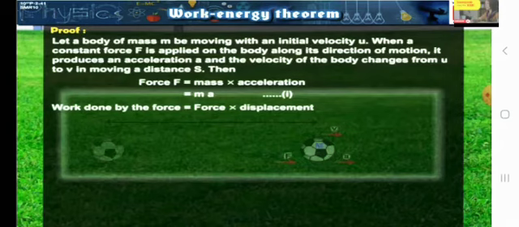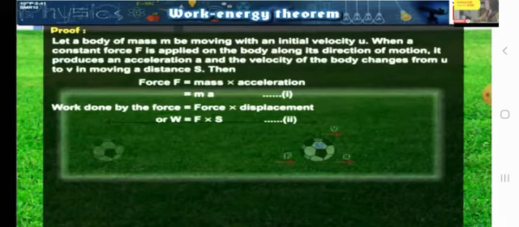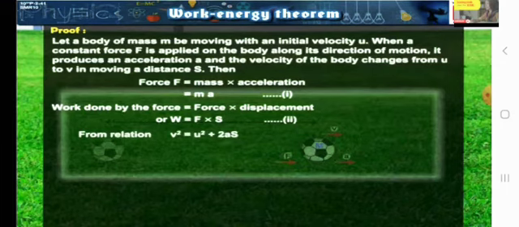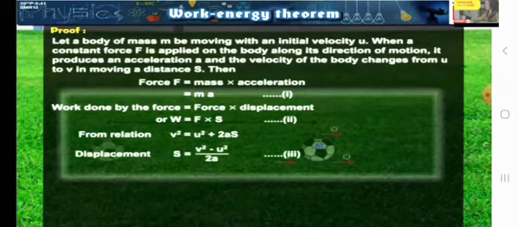Work done by the force is equal to force into displacement, or W = F × s. Let this be equation 2. From the relation v² = u² + 2as, displacement s = (v² − u²)/2a. Let this be equation 3.